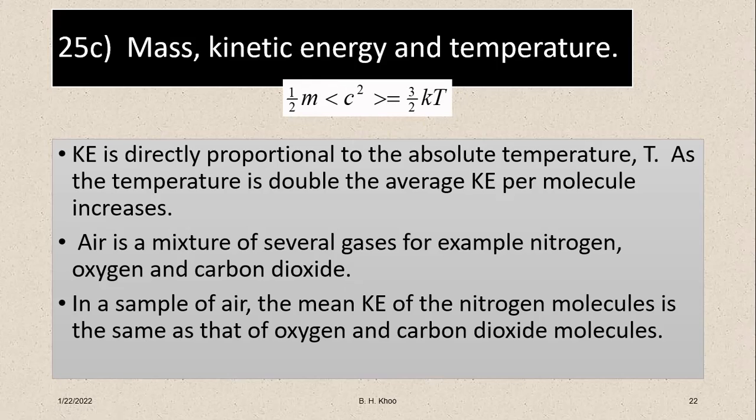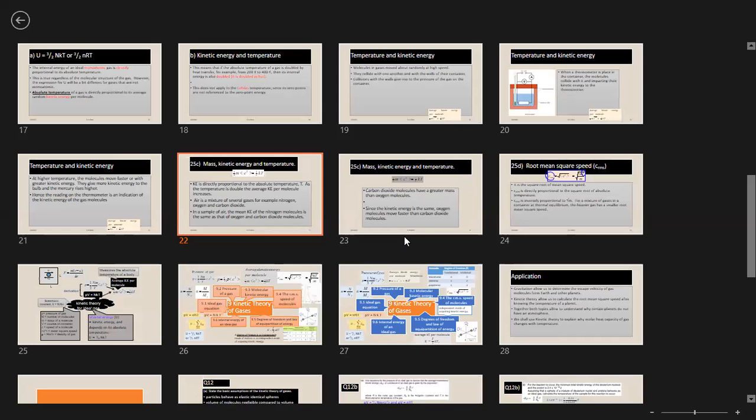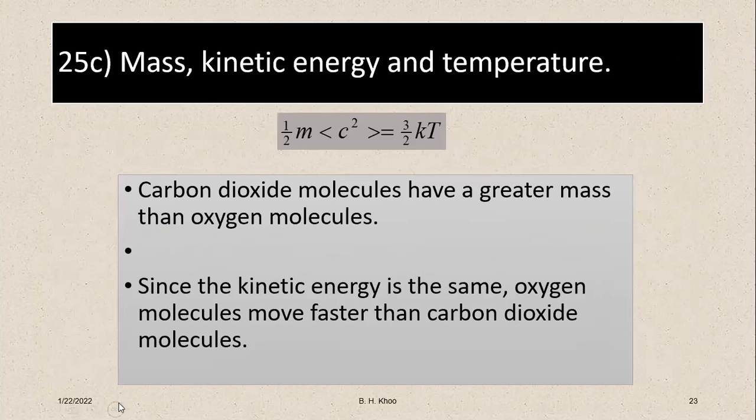Next slide. Only the mass of the particle determines the speed of the particle. Carbon dioxide has greater mass than an oxygen molecule. Yes, that is correct. Since the kinetic energy is the same, the oxygen molecule moves faster, because carbon dioxide is heavier and oxygen is lighter. That's why oxygen moves faster.